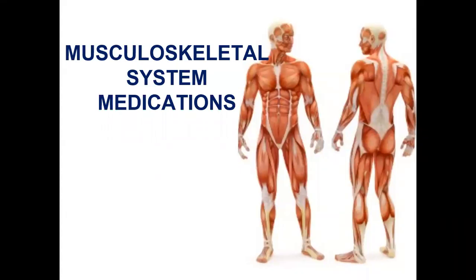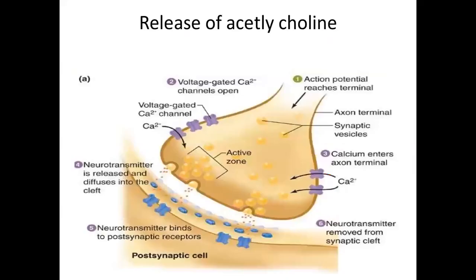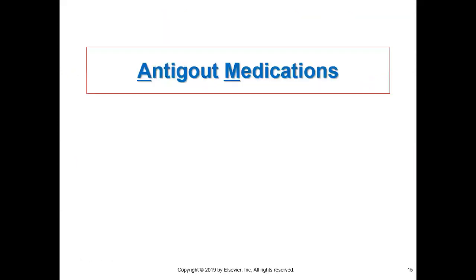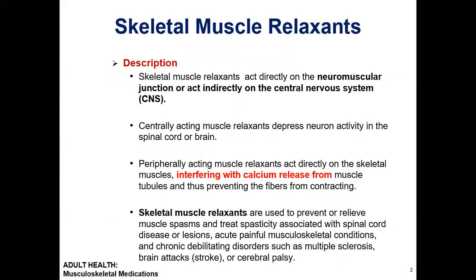So the chapter name is Musculoskeletal Medication, right? So what are the medications we use in musculoskeletal problems? First one is skeletal muscle relaxant. Then we use anti-gout medication. We use osteoporosis medication and also arthritis medication. Let me explain one by one.